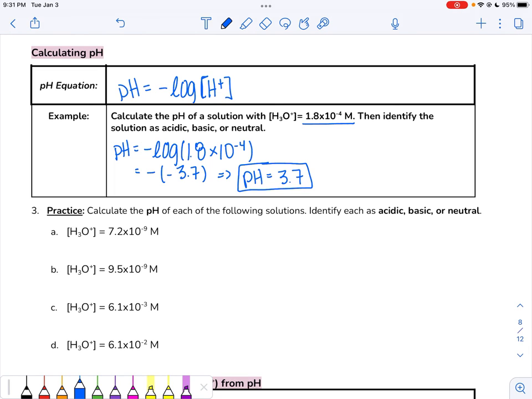The last thing I ask you to do here is identify a solution as acidic, basic, or neutral. You have to determine the acidity based off of the pH scale. So here you're given pH, or your calculated pH, to be 3.7. Since this is below 7, this is going to be an acidic solution.